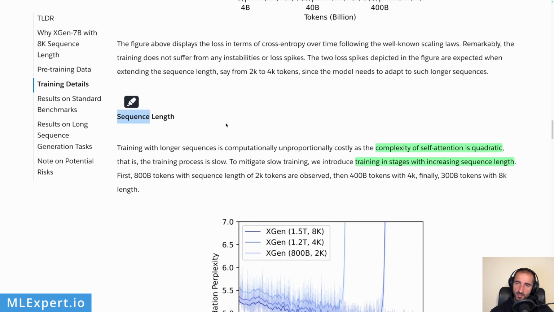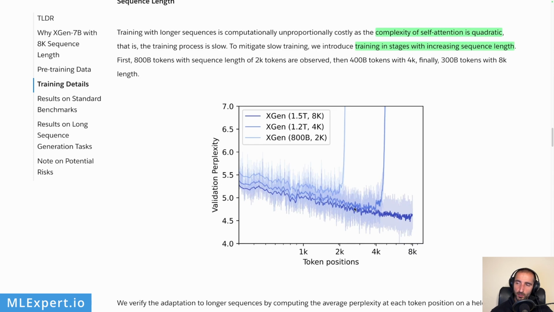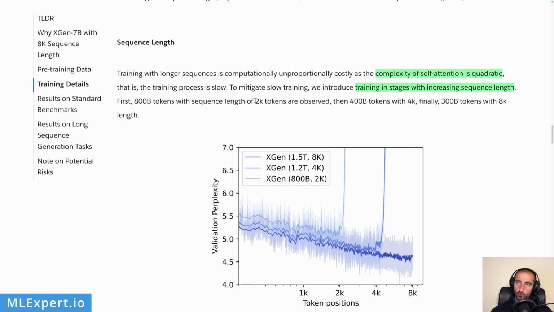And then they're talking about the sequence length, and I told you that I'm going to show you a bit more right here. The training with longer sequences is computationally and proportionally costly, since the attention is actually quadratic in runtime. So the training process can be very slow when you train with 8K compared to 2K for the context window. To mitigate this, they're actually training in stages. You can see right here that they're trying first to train up to 2K tokens for 800 billion tokens, then 400 billion tokens they're using 4K, and then 300 billion tokens they're training for 8K.